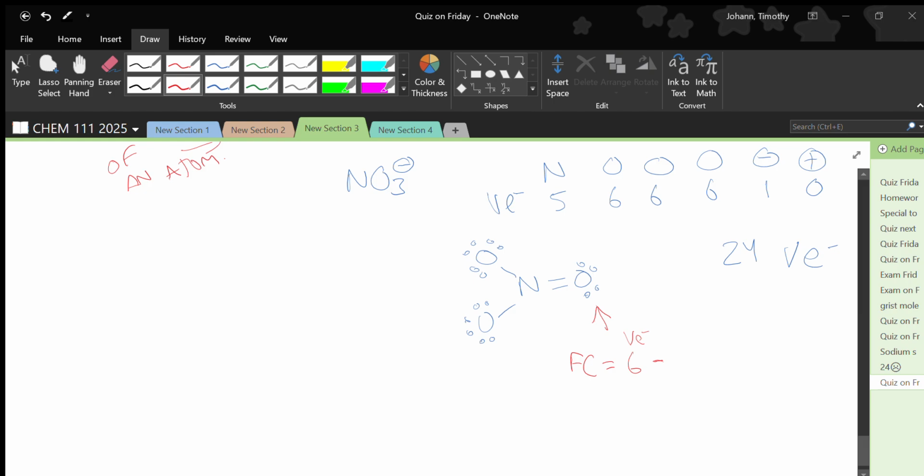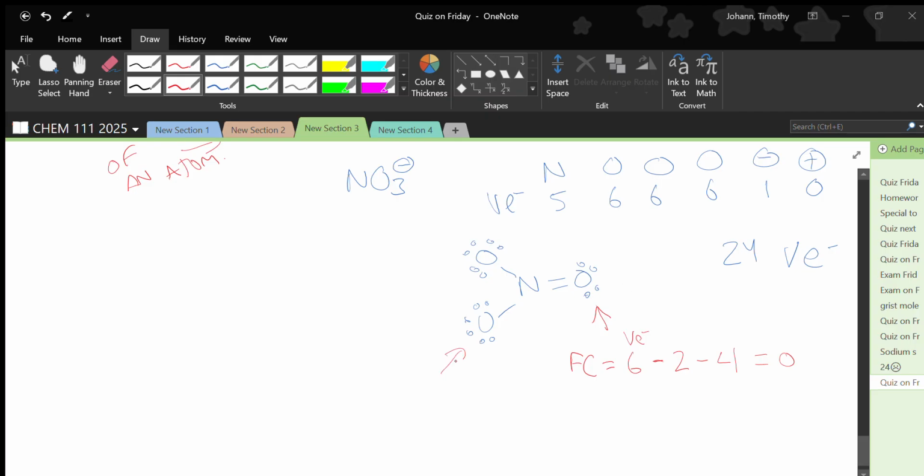1, 2. Okay, 2. How many unshared electrons do I have? 1, 2, 3, 4. Do you see that? So now that means that this has a formal charge equal to 0, right? This has a formal charge of 0.